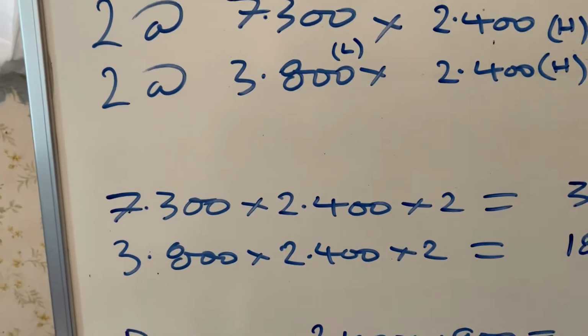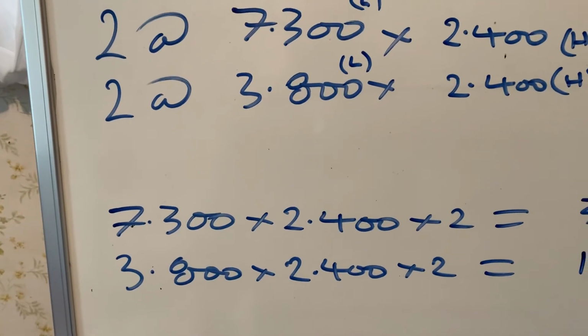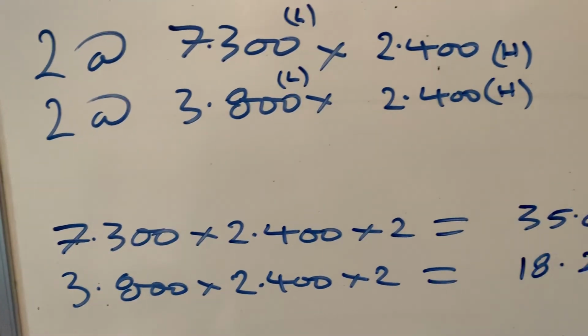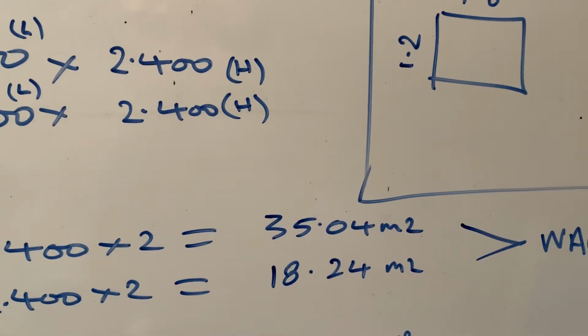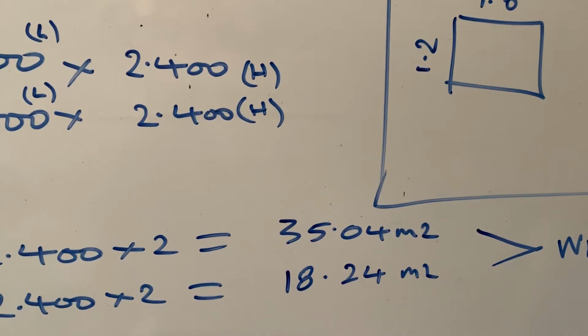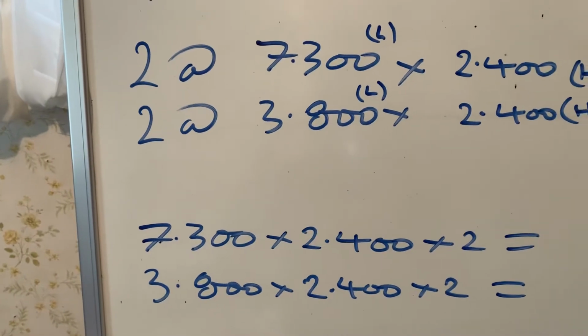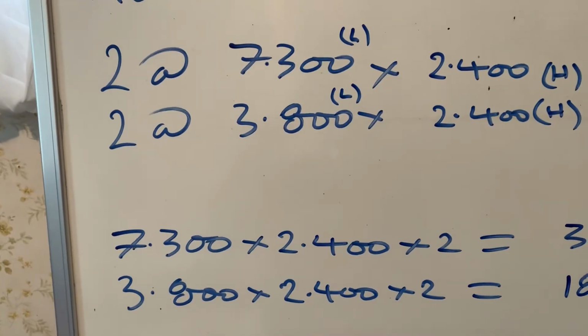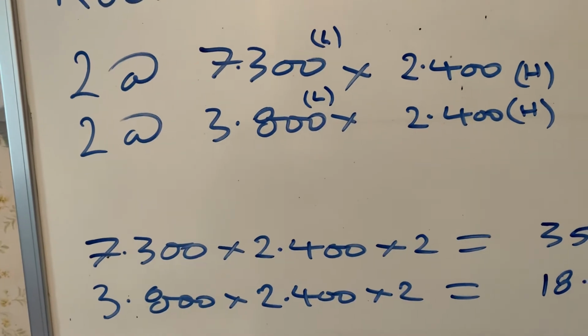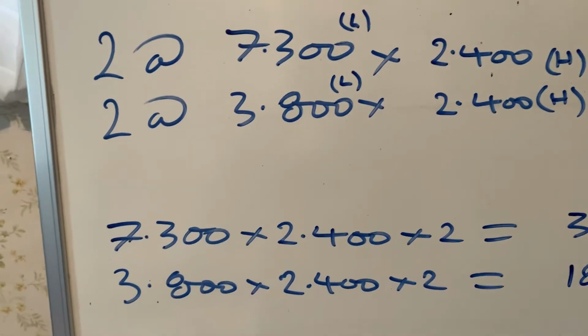So our first calculation would be 7.3 times 2.4 times 2, which is 35.04 square meters. So all we're doing is going 7.3 times, which is the length, times the height, which is 2.4, times 2, because there's those two of those walls.